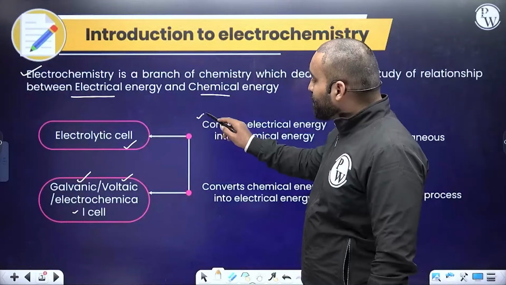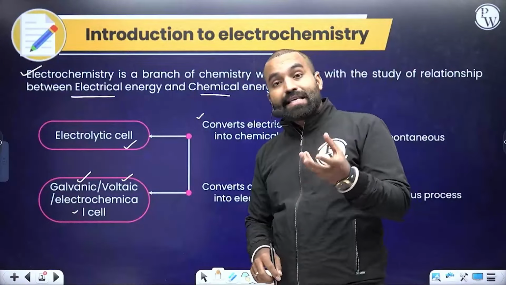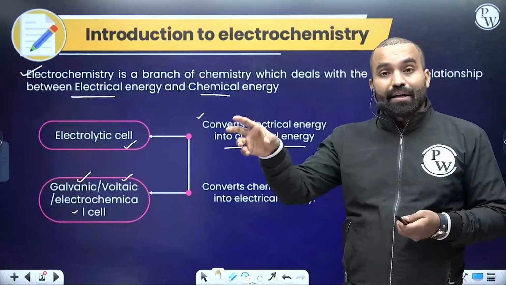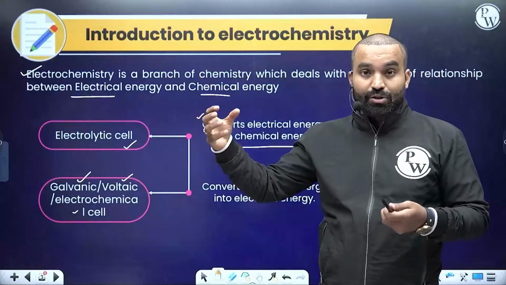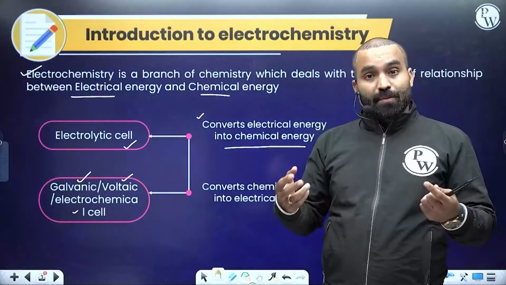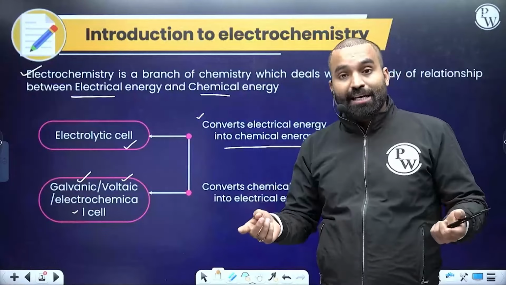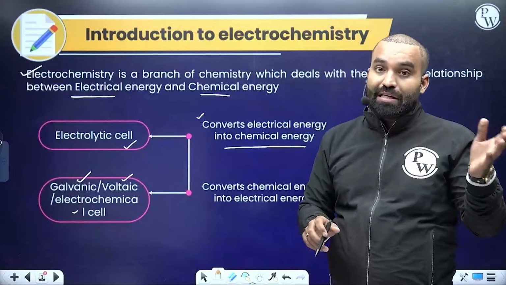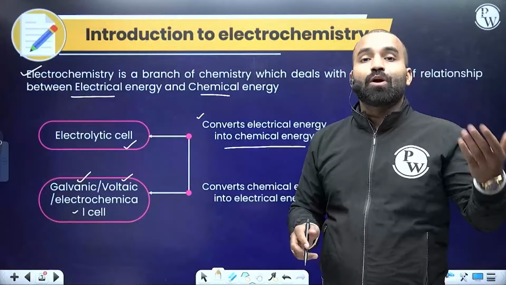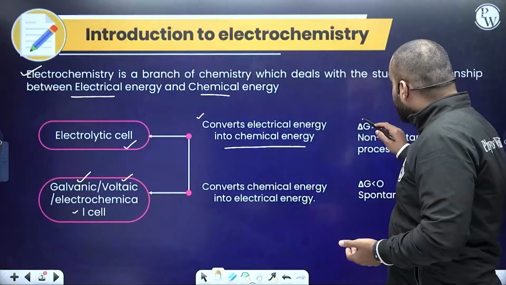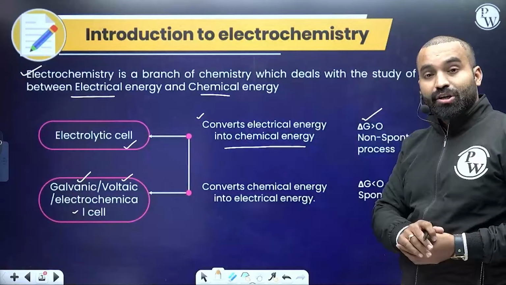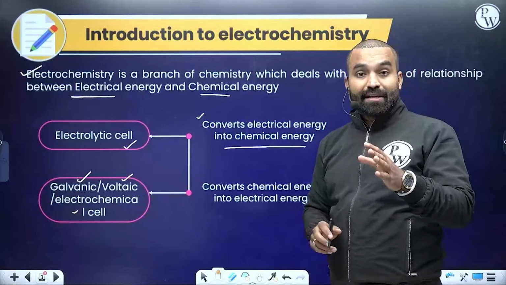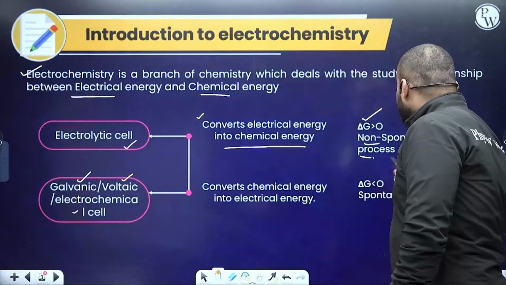First, and the very important difference, is that the electrolytic cell converts electrical into chemical energy. We use an external source of battery, an external source of current, so that current is responsible for bringing in some chemical change for us. Those chemical changes are otherwise not very easy to do, or generally we say they are non-spontaneous in nature. For non-spontaneous processes, thermodynamics suggests that the free energy change should always be greater than zero. Those reactions for which delta G is greater than zero are non-spontaneous processes, right?